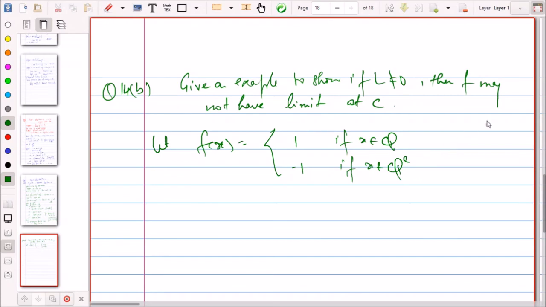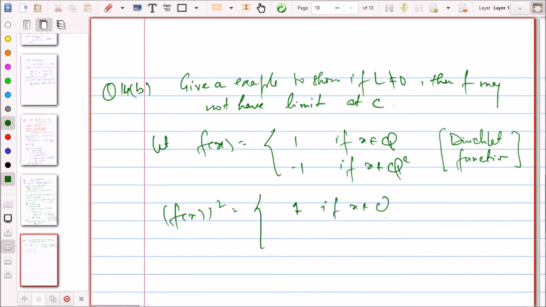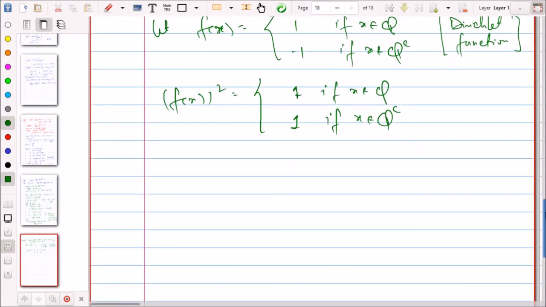This is the Dirichlet function. For this function, f(x) squared is 1 if x belongs to Q and also 1 if x belongs to Q complement. So this is nothing but the constant function 1 for all x belonging to R. So obviously for any c, we can take the limit. So clearly limit x tends to 0 of f(x) squared is equal to 1.